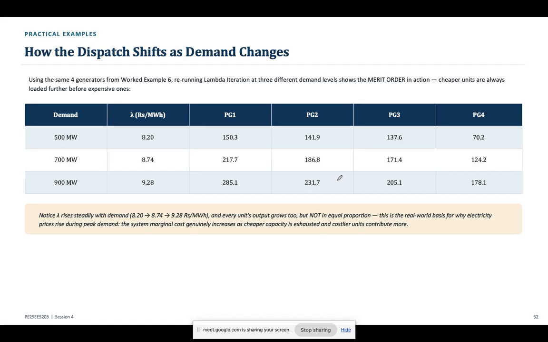So using the same four generators from the last worked example, rerunning lambda iteration at three different demand levels will show the merit order in action here. And cheaper units are always loaded further before the expensive ones.